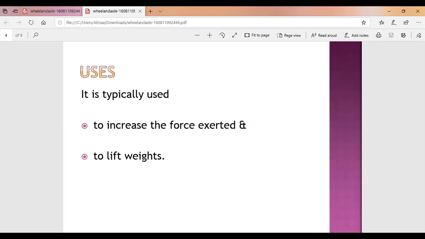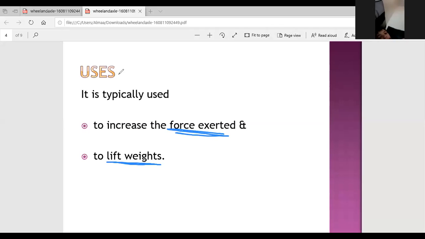So the two important functions that we are using wheel for is to increase the force, okay? Remember, we are using this to increase the force, and in addition to that, to lift weights. Means when you have very, very heavy things, we are going to use something that can change the position or the location of this kind of weight from one point to another. So you are going to change this from one point to another, okay?